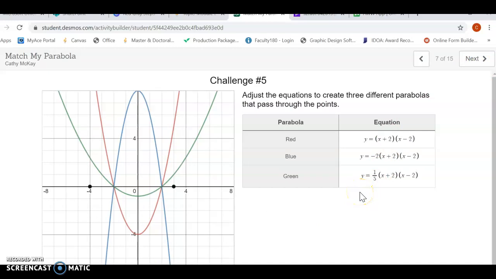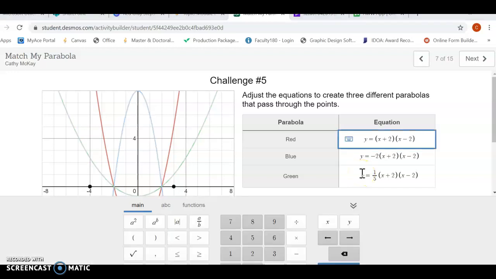Okay, so now number 7. Adjust the equations to create 3 different parabolas that pass through the points. Now with this one, again, we're going to look at the behavior of the graph. The 2 points that they want us to pass through is this point right here, which is 3, 0, and then this point right here, which is -4, 0.